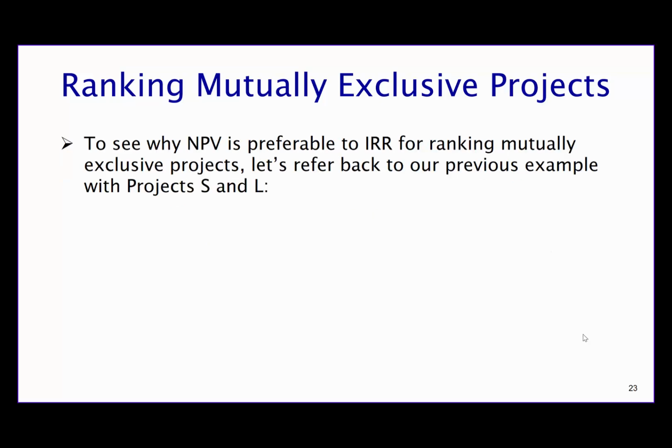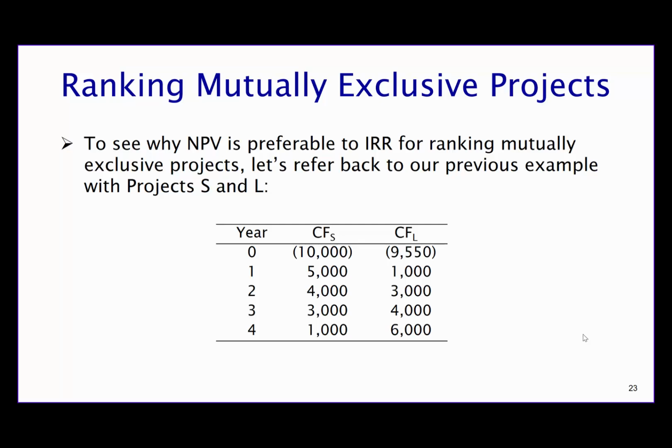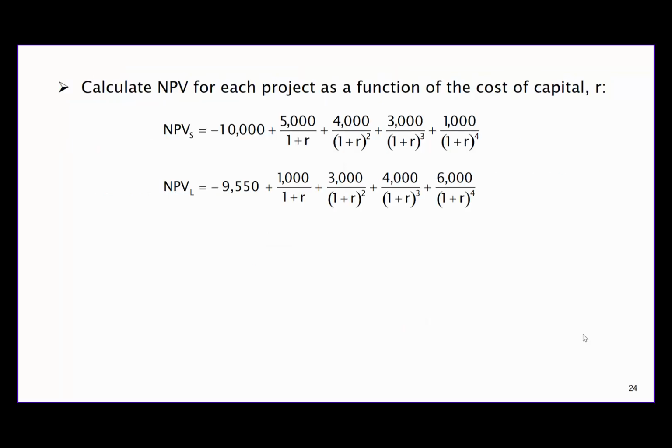To see why, let's go back to projects S and L that had the cash flows that we see below. This is the same example we looked at in the second video. Let's assume that projects S and L are mutually exclusive. We'll actually explore them as independent and mutually exclusive, but we'll really hone in on the idea of when they're mutually exclusive. Now, if we were asked to compute the NPV for each project as a function of the cost of capital R, in other words, not putting in a specific number yet, we would just write the general NPV equations that you see on your screen.